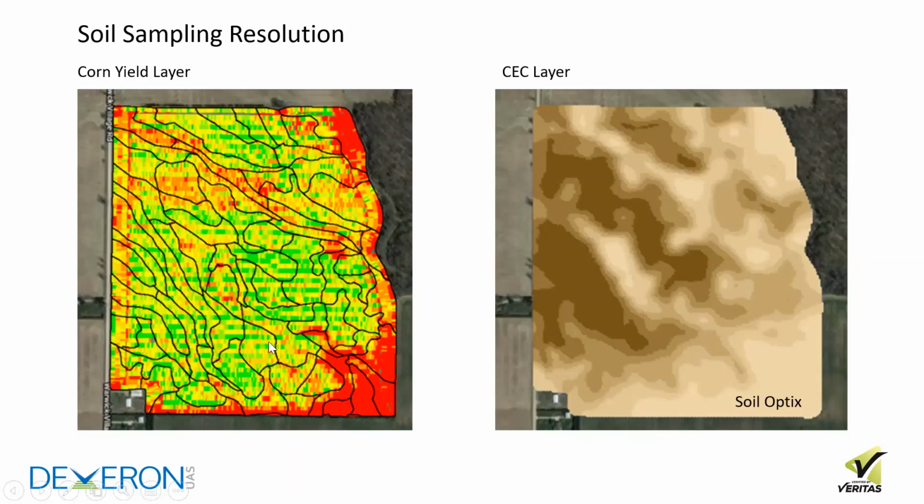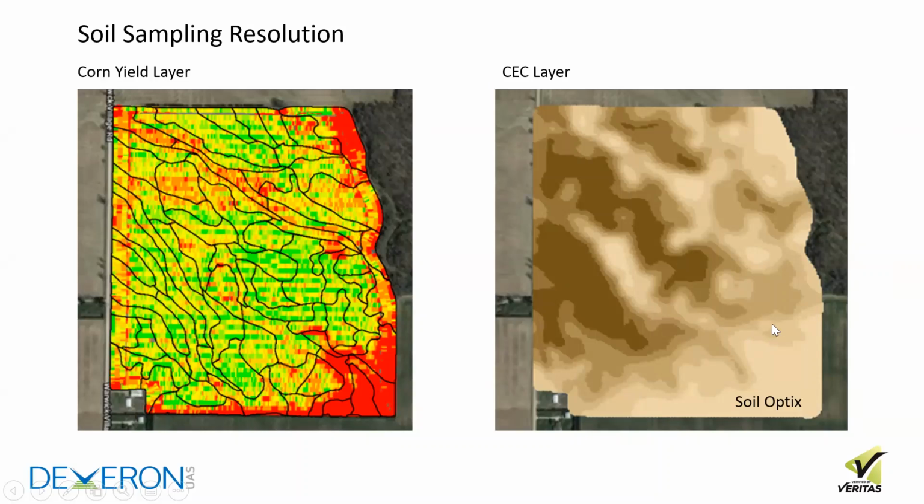So this map on the left is obviously a yield map, and I have on top of it the 1 acre grid, or sorry, the 1 acre polygons that were drawn for this farm based off of bare ground, elevation, and yield. The map on the right is an actual soil optics layer, a true sensor-based layer that's measuring the soil variability as the sensor drives across the farm, similar to what a Veris cart would do in measuring EC. This is a CEC cart.